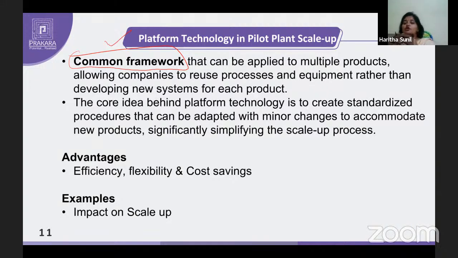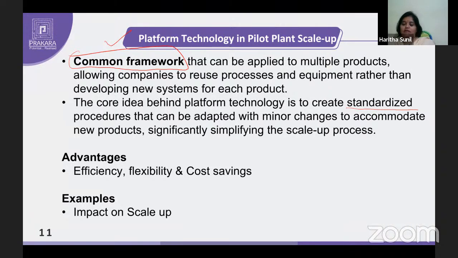Okay, so that means you are using the same processes for different products, so that there will be a common approach followed in any particular company. And then standardization: the core idea behind this platform technology is to create standardized procedures which can be adapted with minor changes in order to accommodate new products. And this process simplifies the scale-up process.